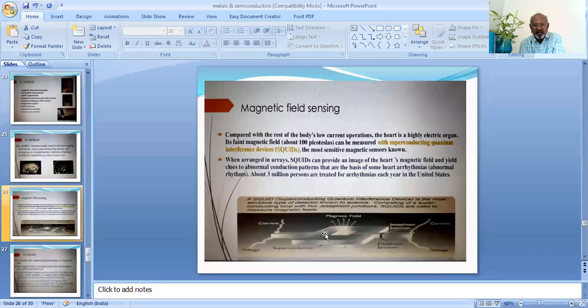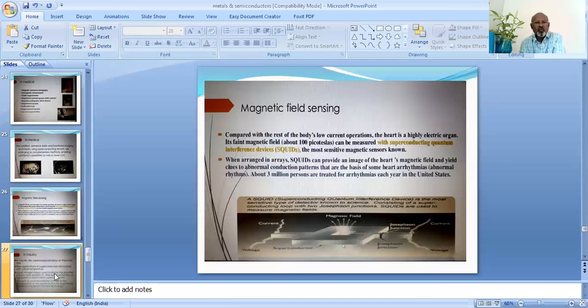Here one magnet is kept, and here one more is there, and here one more is there. When arranged in arrays, SQUIDs can provide an image of the heart's magnetic field and yield clues to abnormal conduction patterns that are the basis of some heart arrhythmia. That means abnormal functioning can be detected by using this technique. About 3 million persons are treated for this by using this particular technique also.